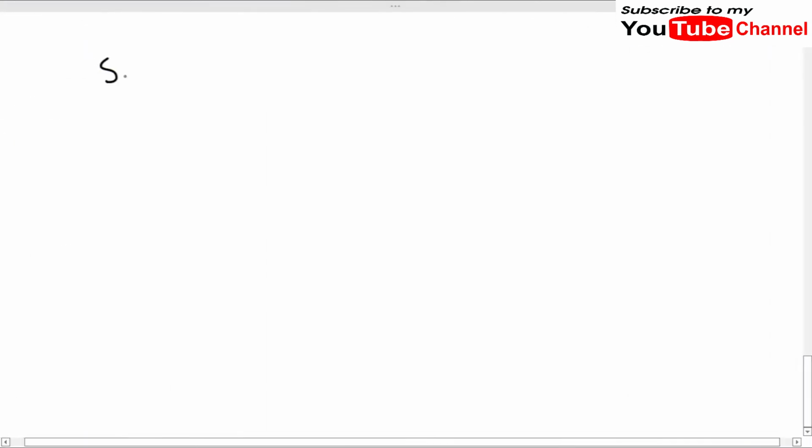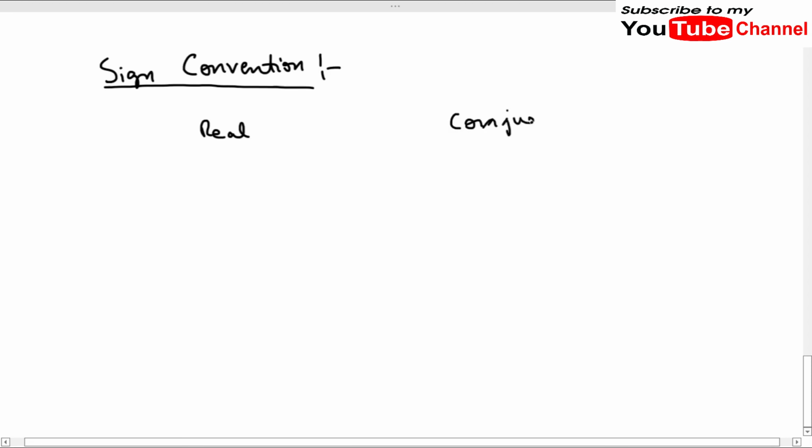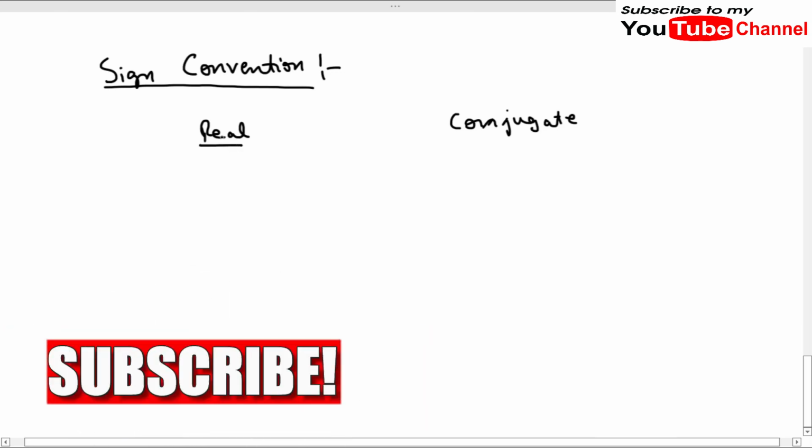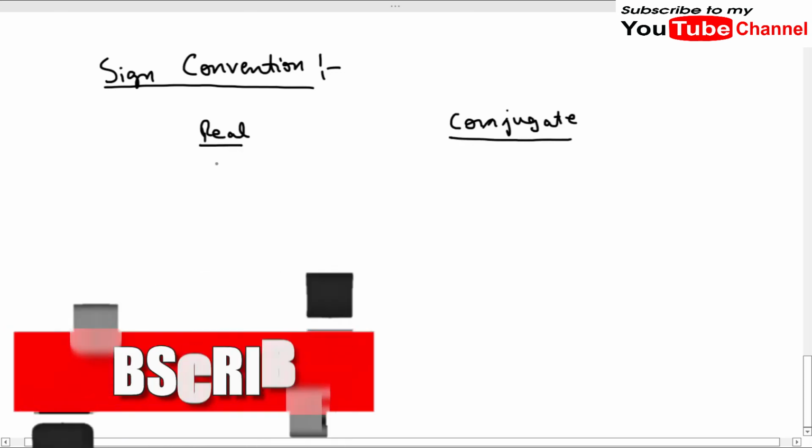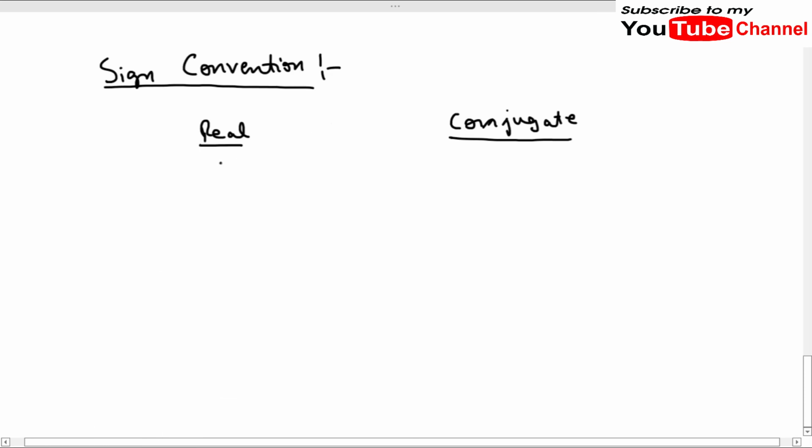Now we will discuss our last thing, which is our sign convention. Let me write it here, in real and in conjugate. As I have told you earlier, in the real beam if we want to find the slope, then in the conjugate beam we find the shear force, and in the real beam if we want to find the deflection, then in the conjugate beam we have to find the bending moment at that point. Now what will be the sign convention? Because the workflow will be like this.